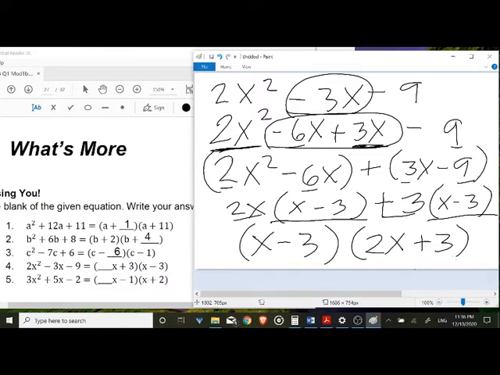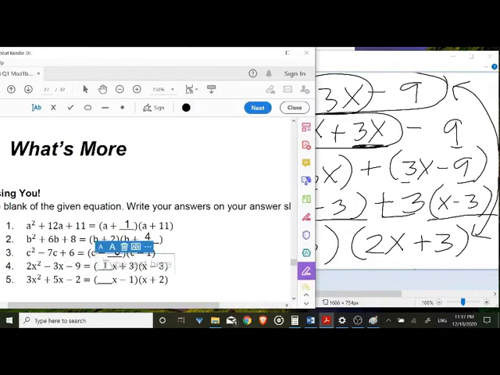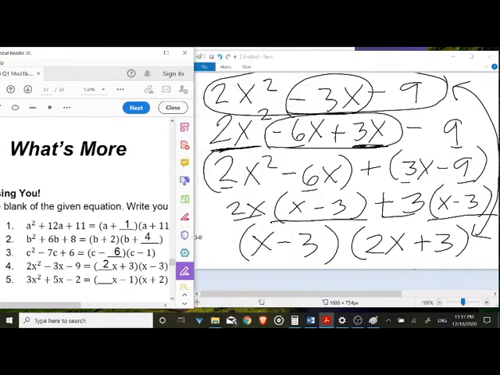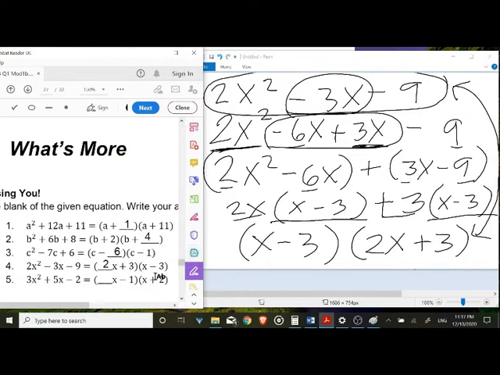Pwede po nating i-check yan, class. So, pwede ninyong i-multiply dalawang factor to check. Then, dapat equal siya sa original equation natin. So, dito tayo sa fill in the blank. Meron ng x minus 3. So, ang kabila is 2x plus 3. Susulat na lang natin si 2. Okay? That is the quantity of 2x plus 3 times the quantity of x minus 3.